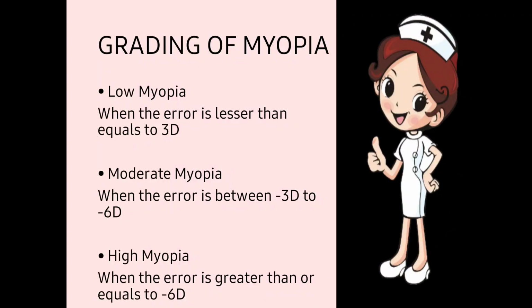Next one, grading of myopia. Myopia is divided into three parts: low myopia, moderate myopia, and high myopia. In low myopia, the error is less than or equal to 3 diopters, for example 2.5, 2.25, 1.5. This is low myopia. Moderate myopia is when the error is between minus 3 diopters and minus 6 diopters. High myopia is when the error is greater than or equal to minus 6 diopters.